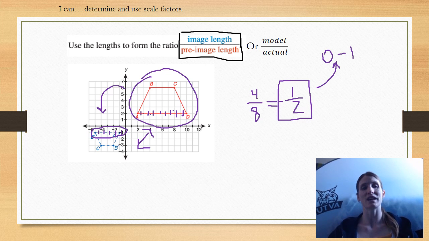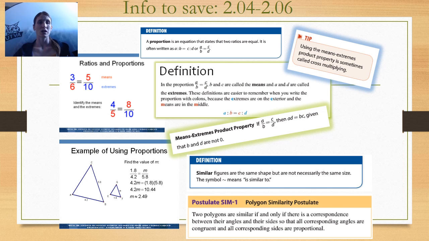And what it's really saying is that this smaller image right here is half the size of this bigger one, okay? Half the size. And the negative tells me it's turned the other direction. All right, if you have questions about that, please contact your teacher.